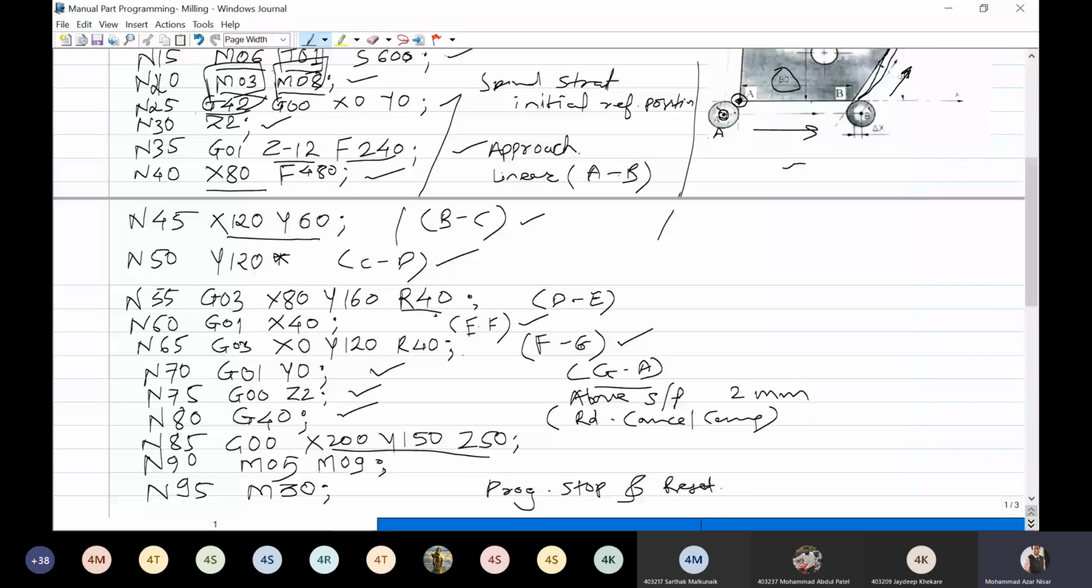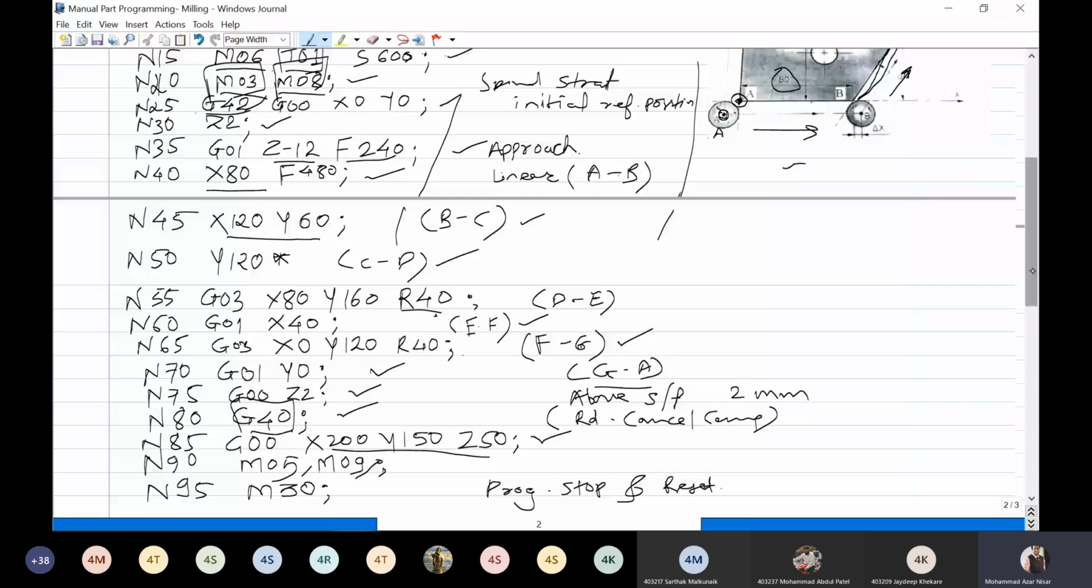If you do not write this G40 here, it will show an error in the program. Then G00, again you have moved to the initial position or the starting position of the tool. Then whatever you have started, that is the spindle started, you have stopped the spindle, and the coolant also stopped over here. And M30 is the program stop and reset.